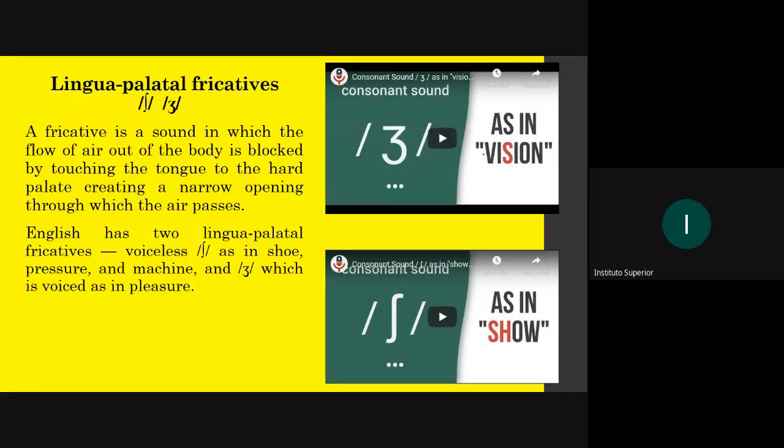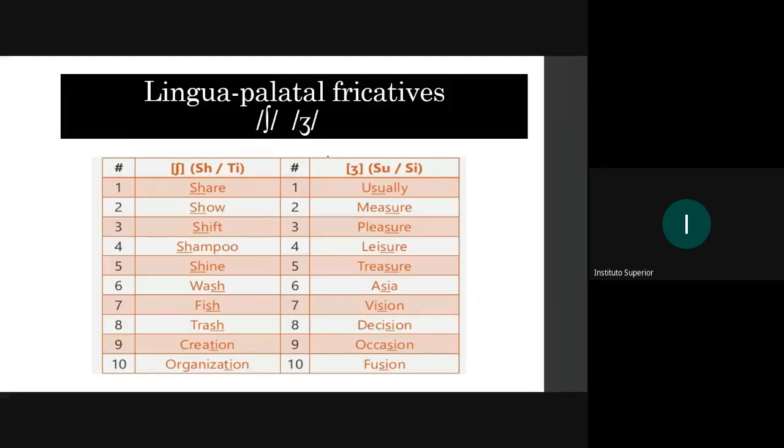Here we have two other groups or pairs of fricative sounds. Here we have the examples. We're going to practice with this one. Sure. Usually. Share and usually. Okay, good. This one? Shampoo. We say shampoo. Yes, exactly. And this one, leisure. Exactly. Leisure, yes.